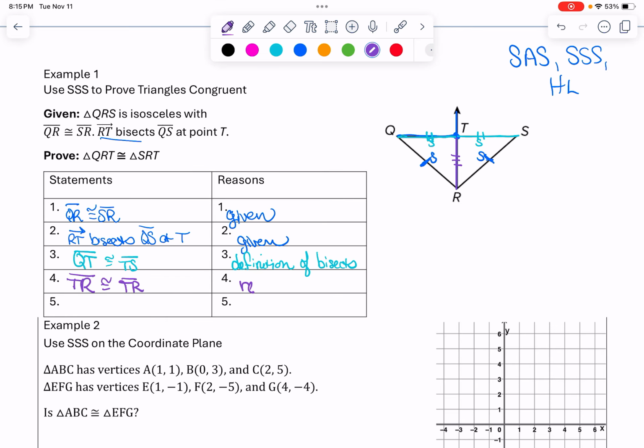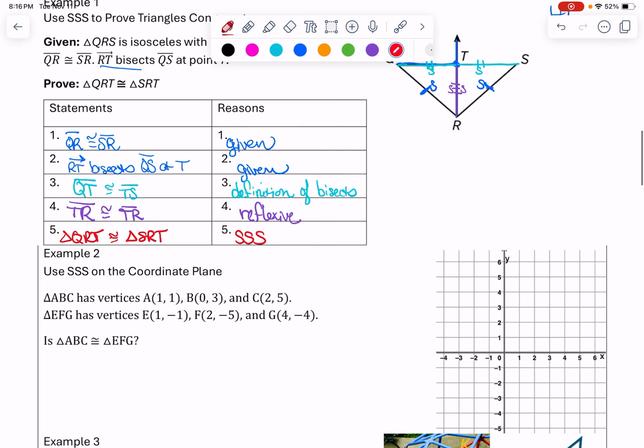Because of a property called reflexive. You look at your reflection in the mirror, you see yourself in the mirror. Segment TR is the same segment that's in both triangles. TR is congruent to TR. And now that we have three pairs of sides that are congruent to each other, we can say that triangle QRT is congruent to triangle SRT, which is what we were trying to prove, by side-side-side.